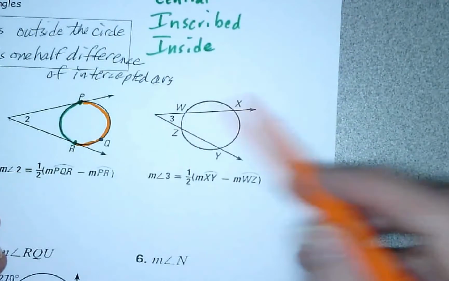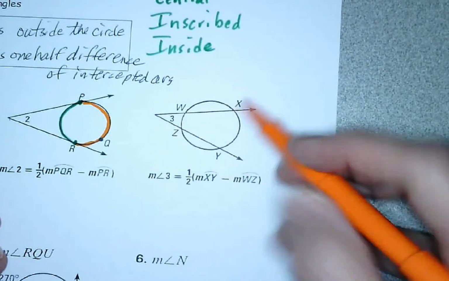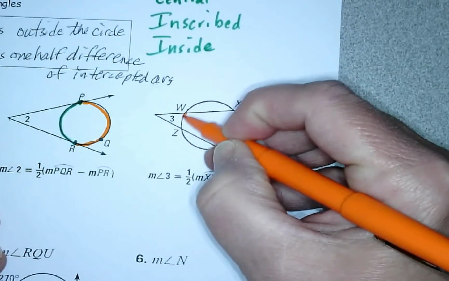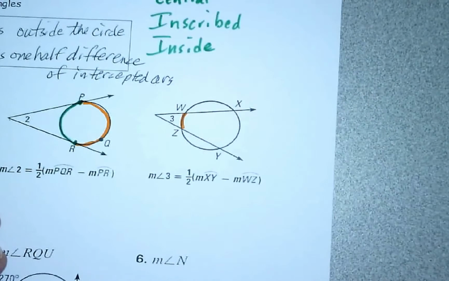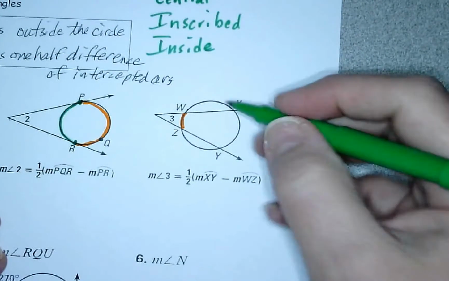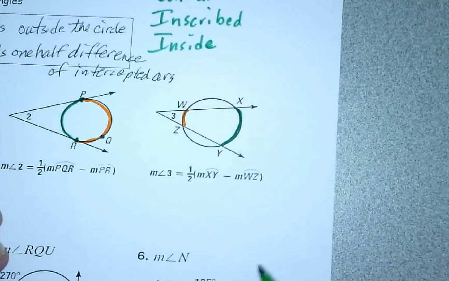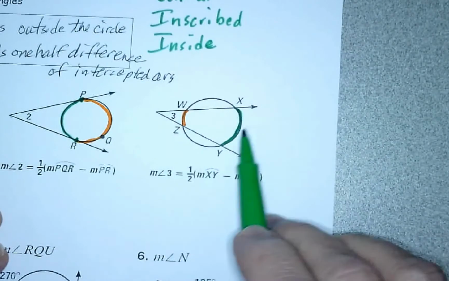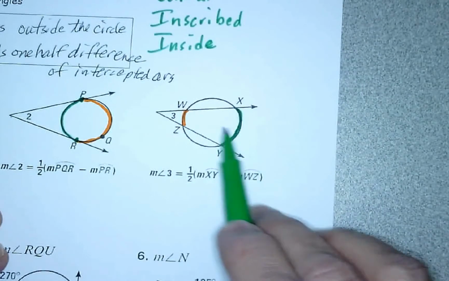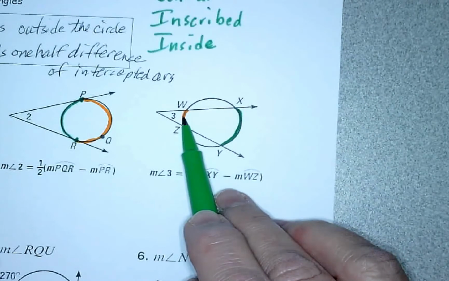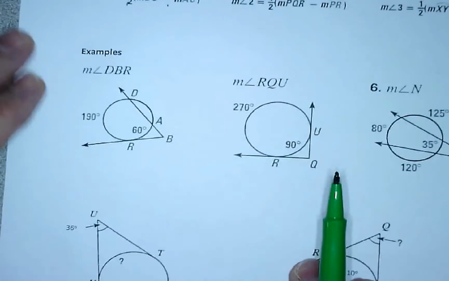Angle 3 out here, outside angle, formed by two secants. It hits the circle. This arc here would be one of its intercepted arcs. And then XY out here would be its other intercepted arc. So the measure of this angle equals this arc minus this arc divided by 2. All right, so let's take a look at some examples.